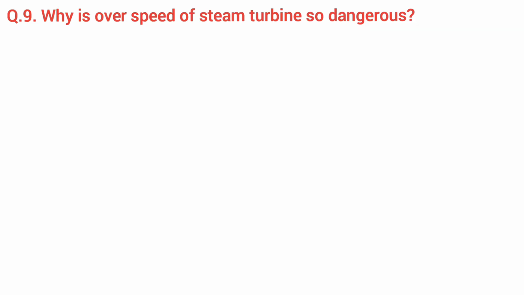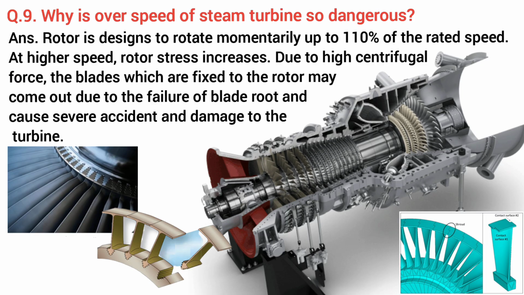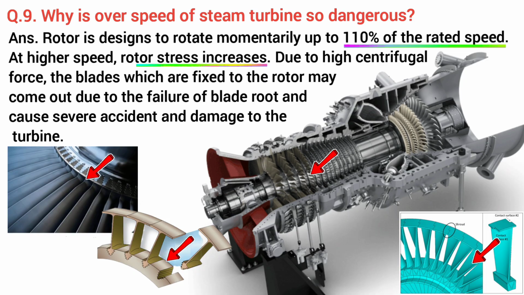Why is overspeed of steam turbine so dangerous? Rotor is designed to rotate momentarily up to 110% of the rated speed. At higher speed, rotor stress increases. Due to high centrifugal force, the blades which are fixed to the rotor may come out due to the failure of blade root and cause severe accident and damage to the turbine.